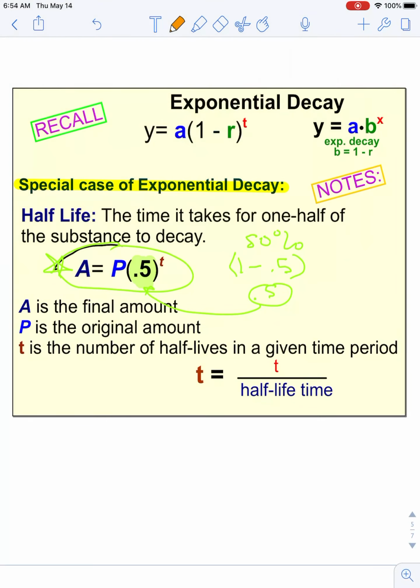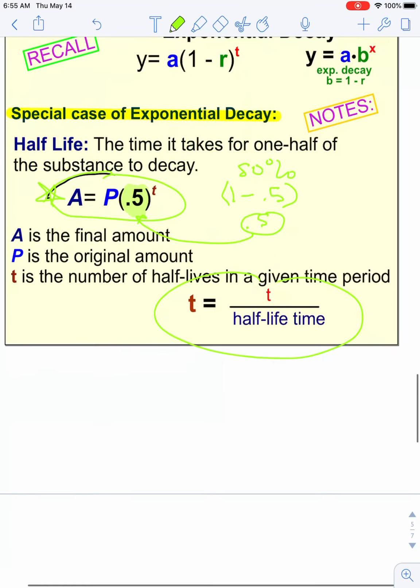So let's keep going on this question and talk about T. So T, for the time, what we're going to put in is the time period divided by the half-life time. So what that means is if it cuts in half every 10 days and you want to know how much is left after 100 days, that means it's cut in half 10 times. So this part right here is tricky, okay? So write that down for now, and then when we do these two examples, I think it'll make more sense.